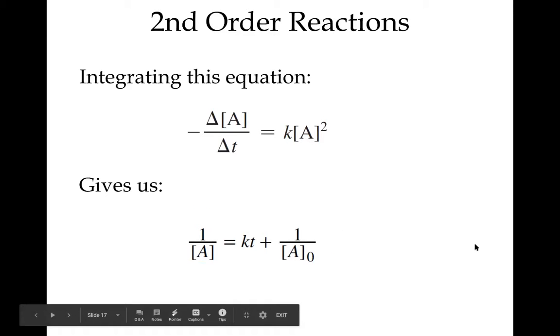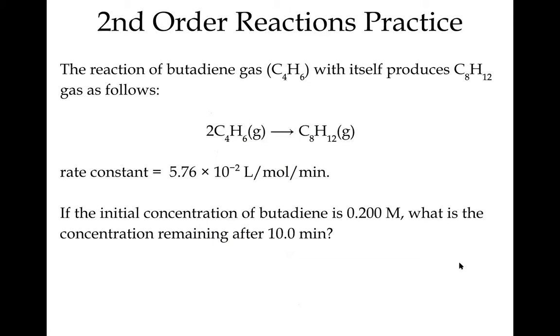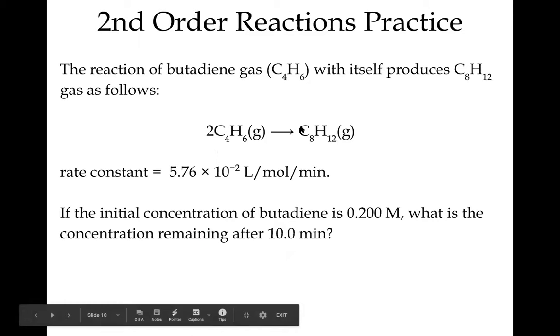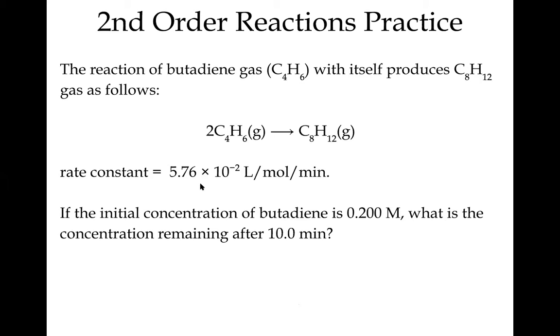And let's try that. So here we have butadiene, C4H6. It reacts with itself to get C8H12. Here's the reaction, right? It just doubles these things. It gives us the rate constant, 5.76 times 10 to the negative 2. And it says the initial concentration is 0.2. What is the concentration after 10 minutes?